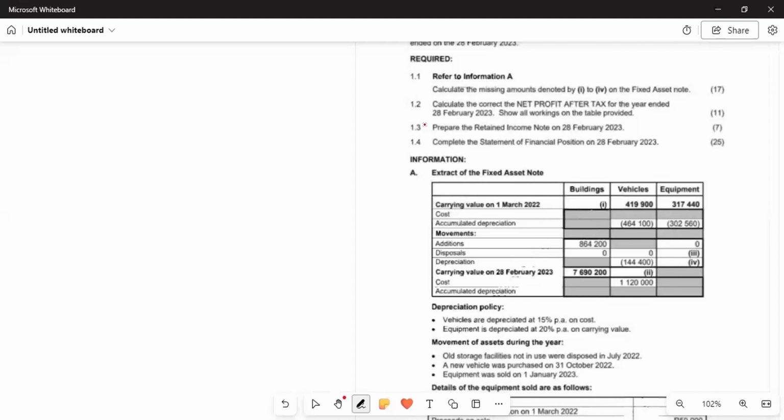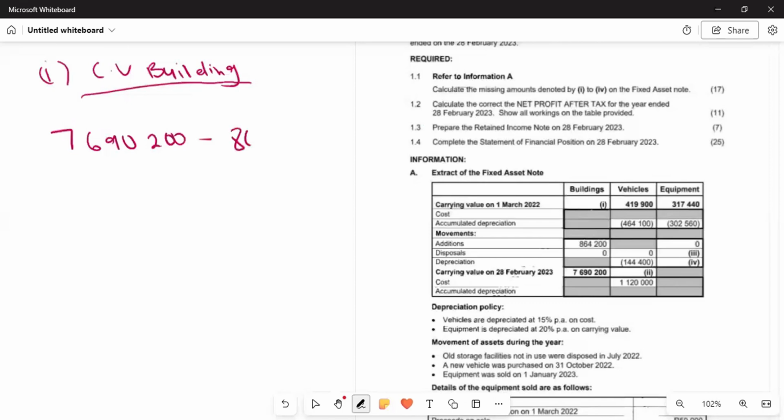So to calculate the carrying value of our building, we need to take the carrying value at the end of the year, which is 7,690,200, minus the additions at cost, which is 864,200. And our carrying value at the beginning of the year will be equal to 6,826,000.